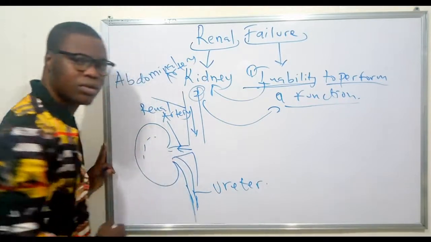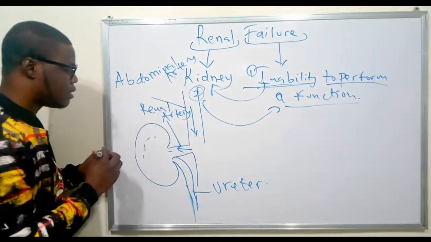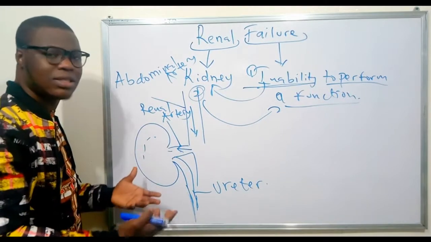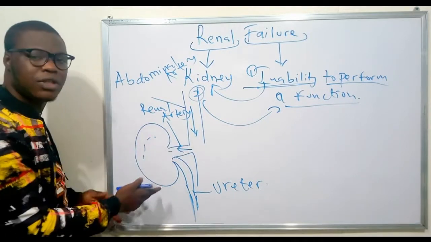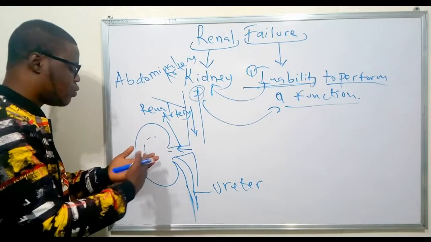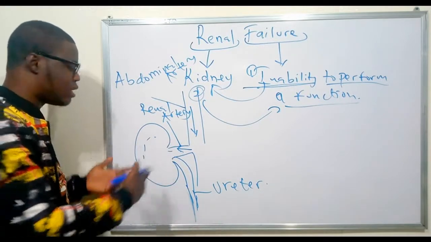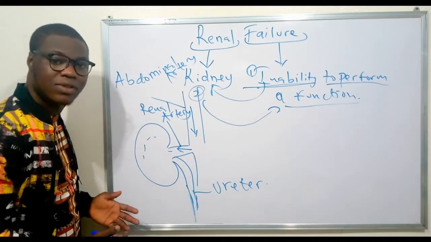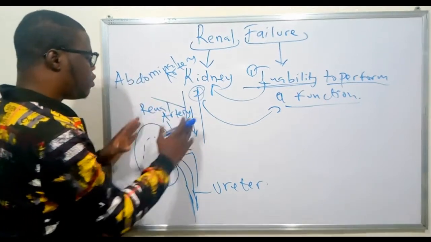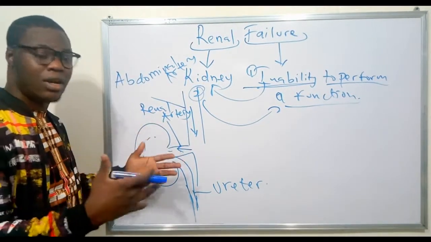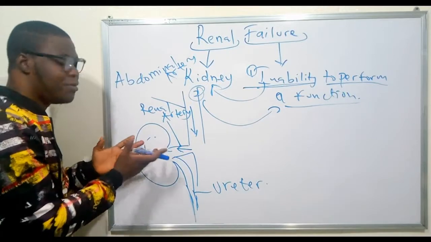Now, from this, we realize that the kidney is getting its sustenance from what? From the renal artery. And it uses the blood that it receives from this artery to produce urine. If you don't know anything about the kidney, just go and watch our video on the description of the kidney. You'll understand the formation of urine from the blood.